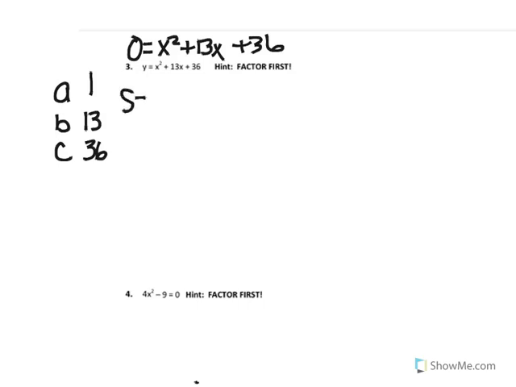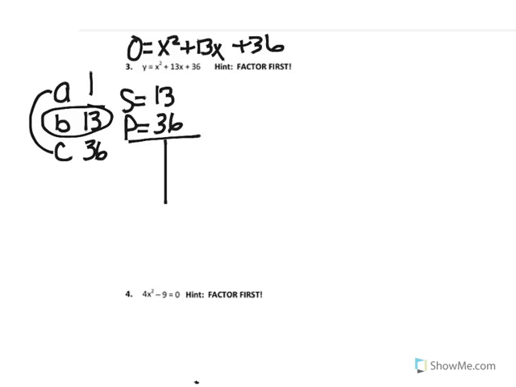So our sum that we're looking for is always going to be b, which is 13, and our product is a times c, so that's going to be 36. So we're looking for two numbers that when we multiply them together will give us 36, and when we add them together it'll give us 13, and those two factors are going to be 9 and 4. So now let's go ahead and factor our quadratic.